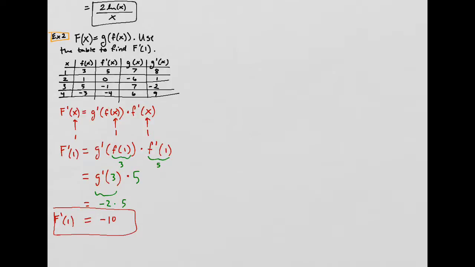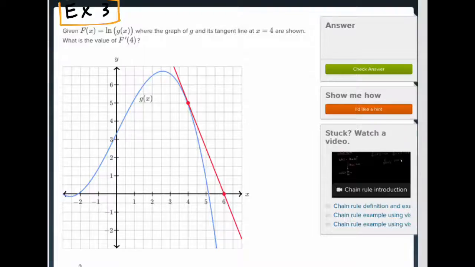Maybe one more example. I forgot to crop this one, but it's a kind of killing me problem. So let's look at this. If capital F of x equals the natural log of g of x, those are our two functions. We have the outside being the natural log, the inside being the g of x, where the graph of g and its tangent line at x equals 4 are shown. What is the value of f prime of 4?